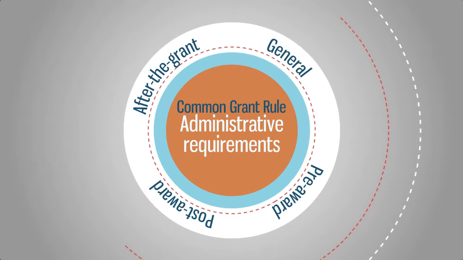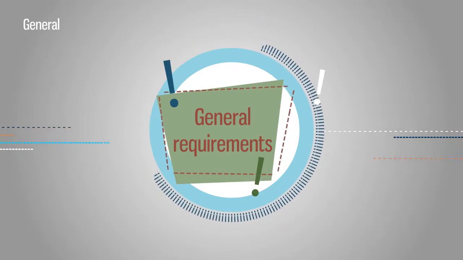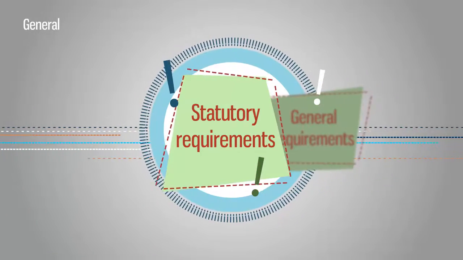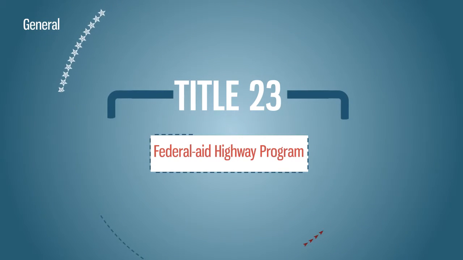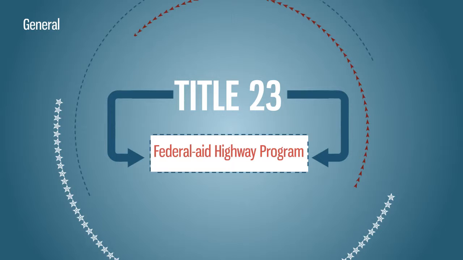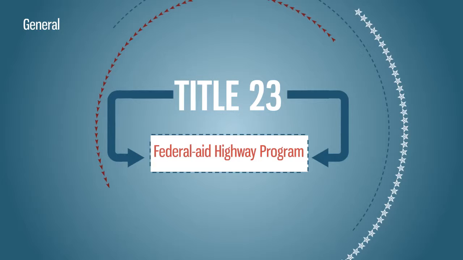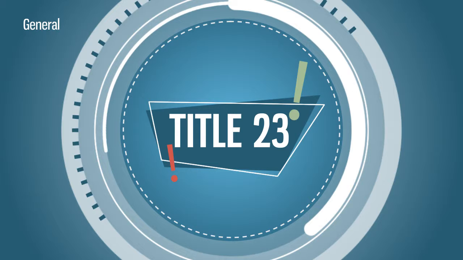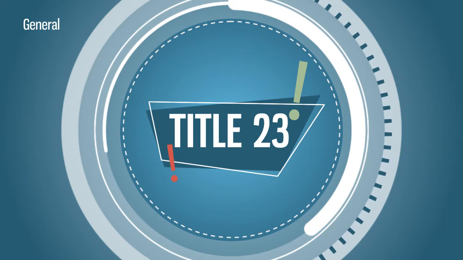The first section deals with general rules regarding grants. For local public agencies, or LPAs, it is especially important to know that statutory requirements supersede general requirements of the Common Grant Rule. This means that if Title 23, the U.S. law that governs the Federal Aid Highway Program, has a requirement that differs from the Common Grant Rule, then Title 23 takes precedence and must be followed. For example, the Federal Aid Highway Program generally does not use the standard forms used by other grant programs that fall under the Common Grant Rule.